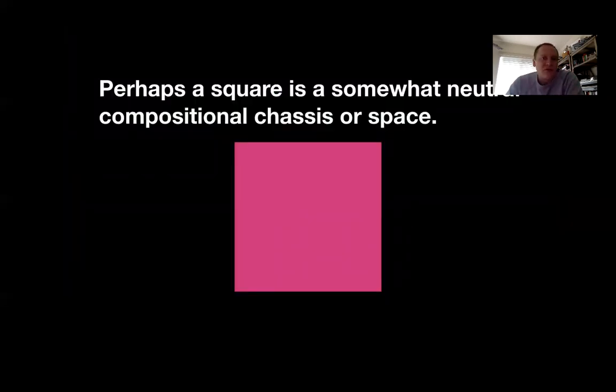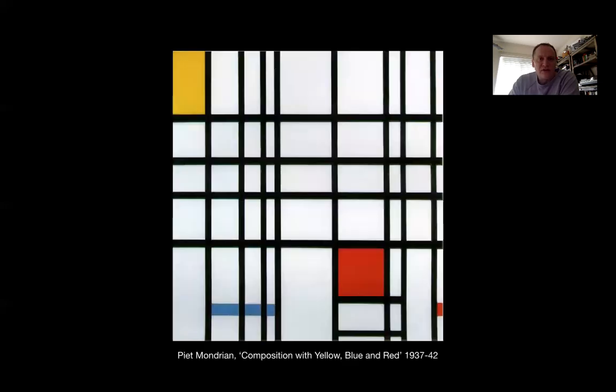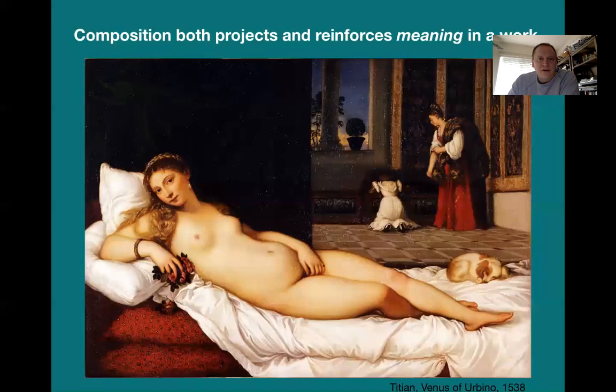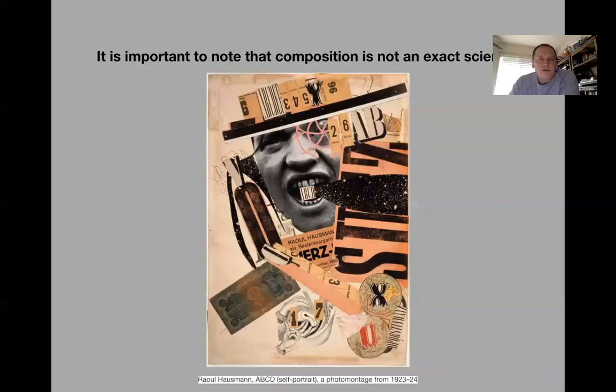Given that, perhaps a square is a somewhat neutral compositional space. We don't see the square used much in Renaissance work. We see either traditional landscape or portrait. But in more contemporary, say modernist painting, we start to see the square chassis, like this Mondrian painting. Composition both projects and reinforces meaning in a work. It's important to note that it's not an exact science, and sometimes it's meant to be random so that it portrays jumbled chaos, like this Dadaist composition.